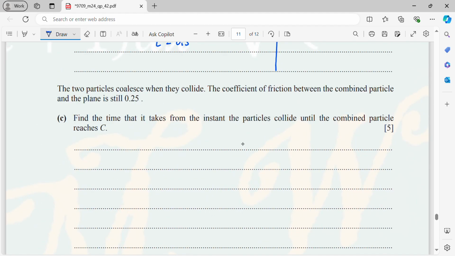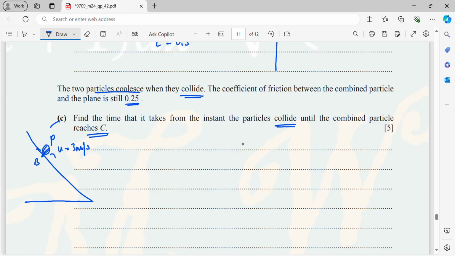Okay, then now the two particles collide. When they collide, the coefficient of friction between the combined particle and the plane is still 0.25. Part C: find the time it takes from instance the particles collide until the combined particle reaches C. Okay, so that means now, this is your diagram. This is B. Okay, here is P. The U here is 3 meter per second. So I let it be U.